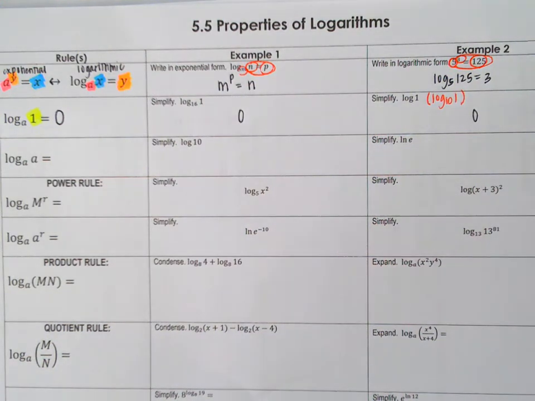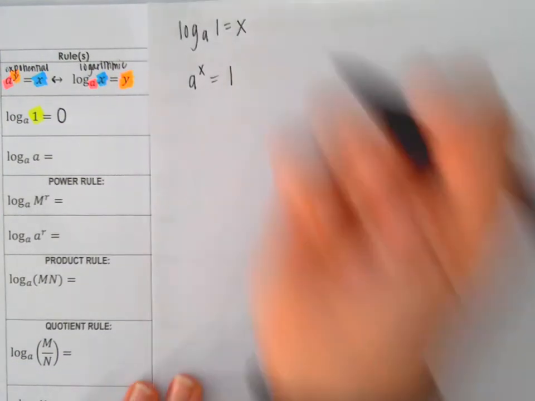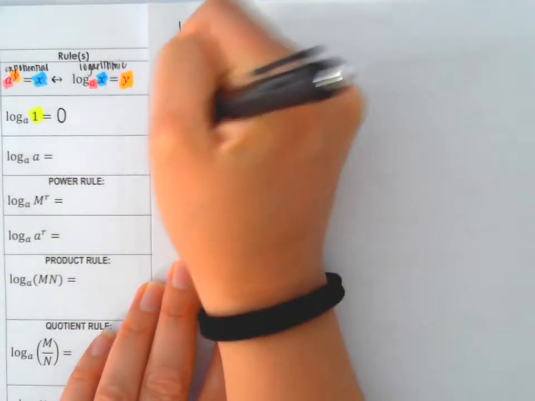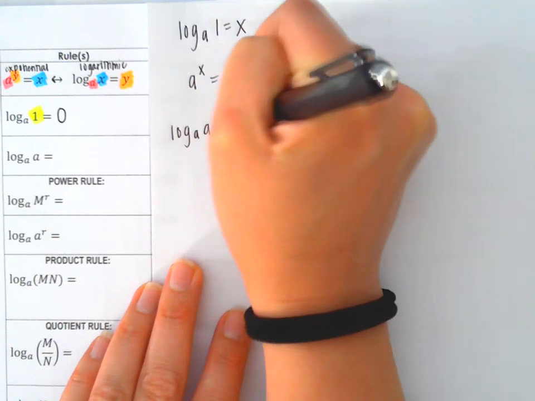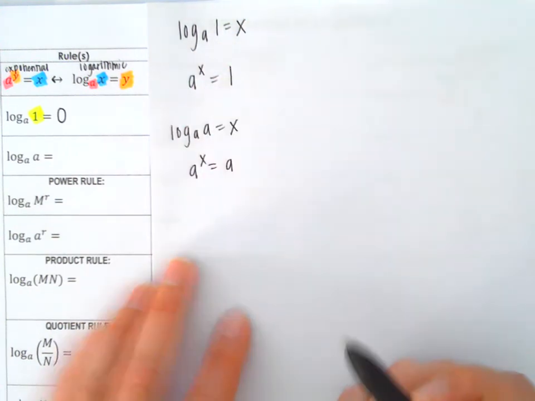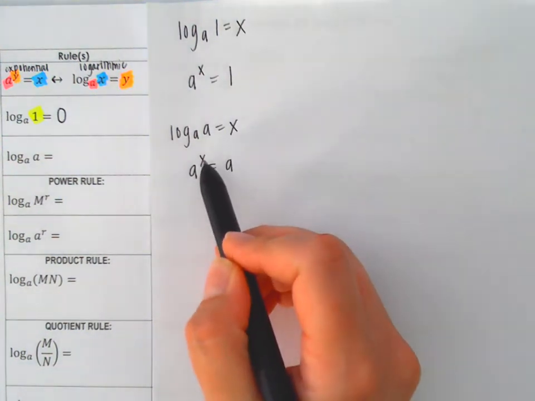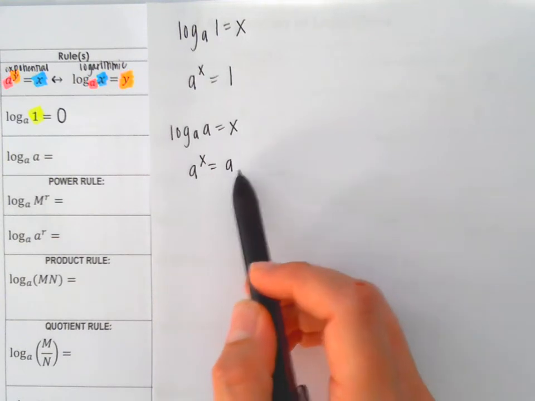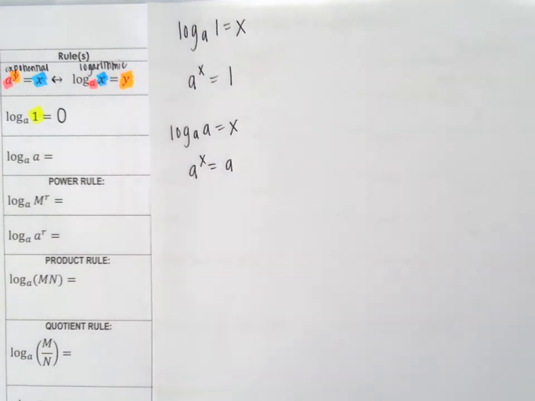I'm going to be showing you guys how to use your calculator and how it's going to help you. Okay, so our next property is when the argument and the base are the same. So I'm just going to write, again, log base a, I'm going to set it equal to x. So a to the x power equals a. So what exponent is going to make it so the base is equal to the answer? So think about that. a to the what power equals a.